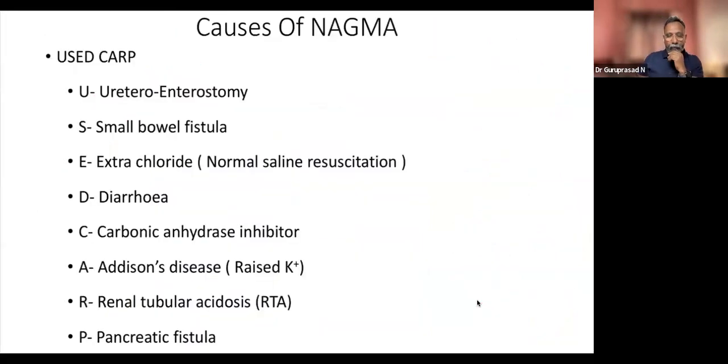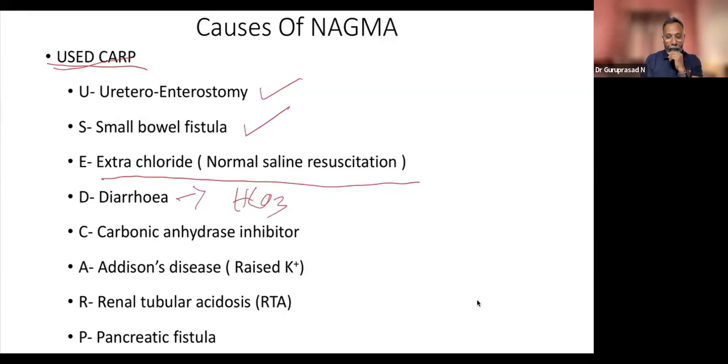So what are the causes of normal anion gap metabolic acidosis? The mnemonic is USED CARP. There are many mnemonics for that. So U stands for ureteroenterostomy, small bowel fistula. This is the iatrogenic cause. Extra chloride can cause NAGMA. Then diarrhea. When there is severe diarrhea, there is a lot of loss of hydrogen bicarbonate, so that causes NAGMA.